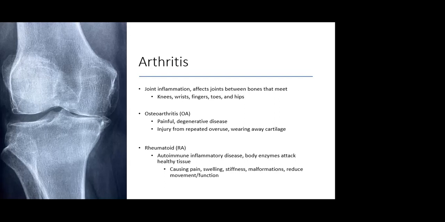Rheumatoid arthritis is an autoimmune inflammatory disease. What happens is the body will attack its own healthy tissue and really kind of damage its own healthy tissue. This destroys the lining of the joints, causing pain, swelling, stiffness, malformation, and reduced movement and function.